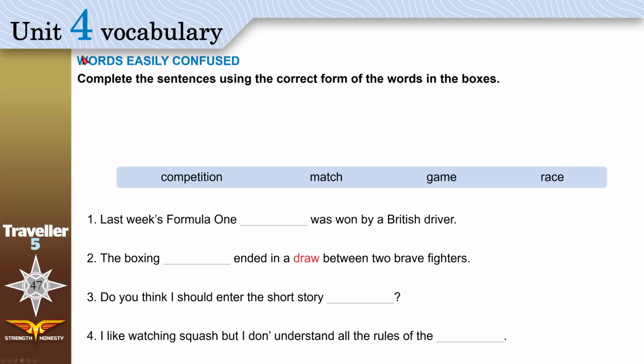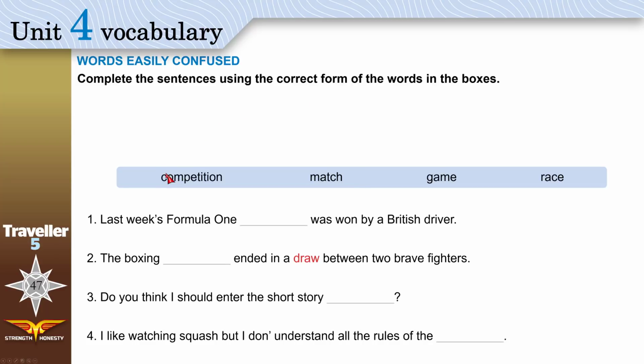Unit 4 Vocabulary. Words easily confused. Complete the sentences using the correct form of the words in the boxes. Correct form means you can add the plural s if you need it. If you have a noun like match, you can say matches, or if you have a verb, you can add ing or use the past tenses.